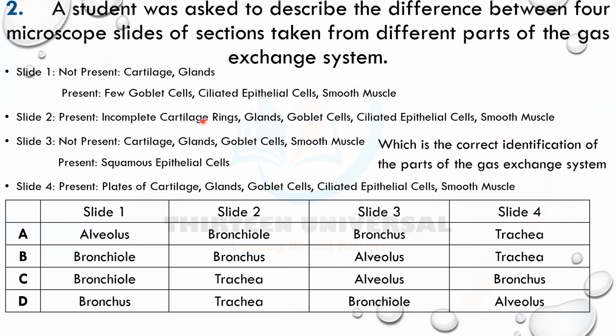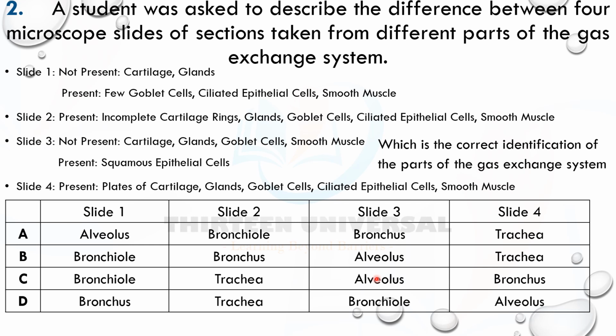Incomplete. Anytime you see incomplete cartilage rings, that is trachea. Okay, one way. Okay, slide 3. Not present: cartilage, glands, so it doesn't have cartilage, it doesn't have any of this. The only thing it has is squamous epithelium, that is alveolus. Alveolus doesn't have any of this. The only thing it has is epithelial cells. Okay, all right, so that is it.